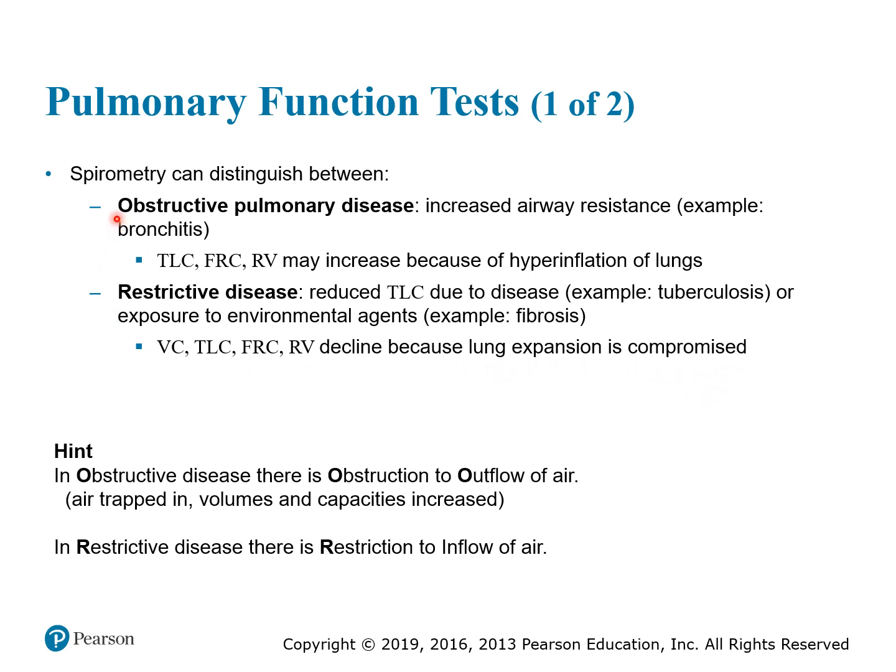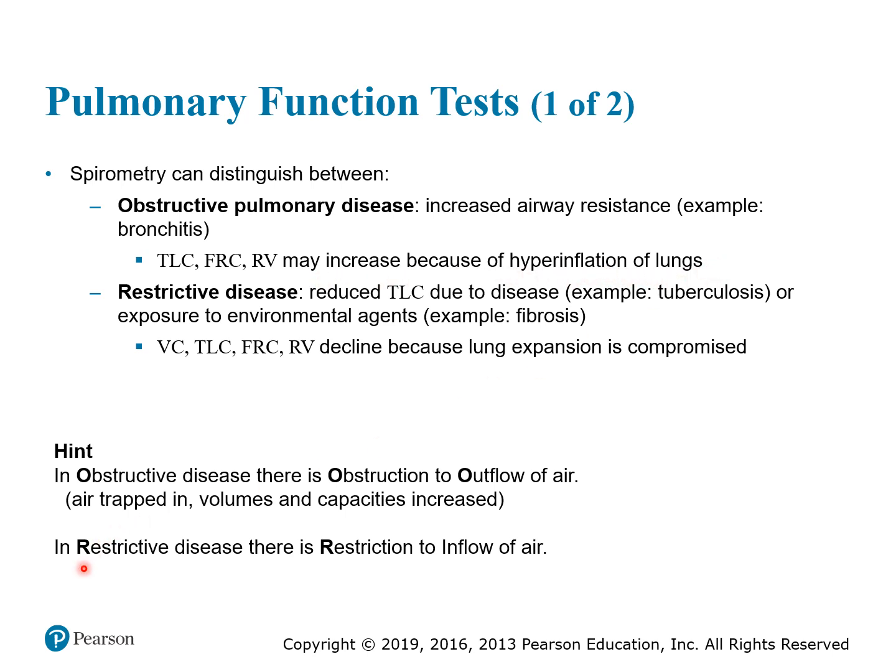To give you a hint how to differentiate between these diseases: in obstructive diseases, there is obstruction to outflow. You can remember obstruction starts with O, and outflow is also O. So in obstructive diseases, there is obstruction to outflow of air. If the air cannot go out, then what will happen? The lung will hyperinflate. The air will stay in the lung. So we have air trapped inside the lung, and the volumes and capacities are increased. So TLC, FRC, and RV are increased because of trapped air inside the lung.